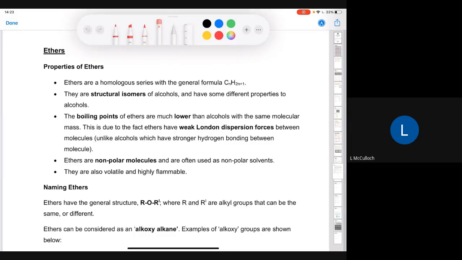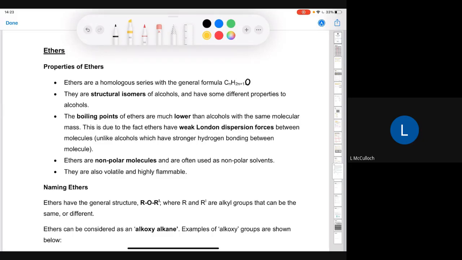So ethers are a homologous series with the general formula CnH2n+1, and then there should be an O at the end. So if you can just add that wee O in. So ethers are a homologous series with the general formula CnH2n+1O.